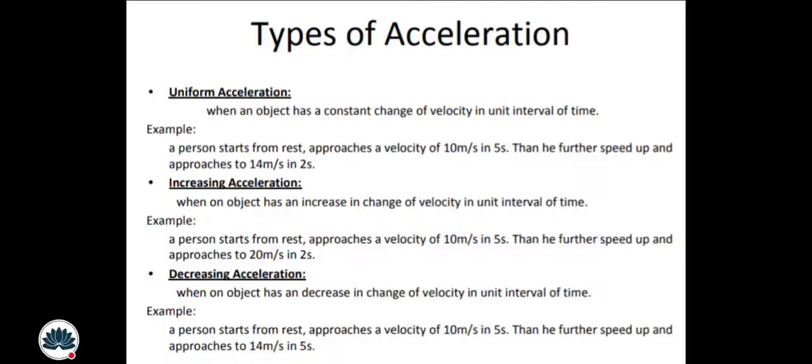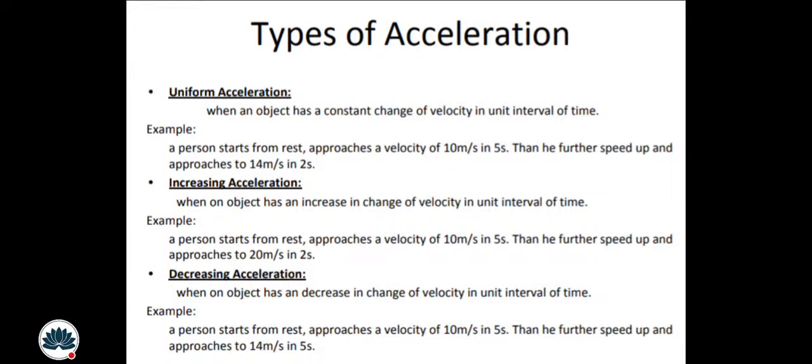Now how many types of accelerations are there? Uniform acceleration, when an object has a change of velocity in unit interval of time. For example, a person from rest approaches a velocity of 10 meter per second in 5 seconds. Then he further speeds up and approaches 14 meter per second in 2 seconds. Increasing acceleration, when an object has an increase in change of velocity in unit interval of time. Suppose a person starts from rest, approaches a velocity of 10 meter per second in 5 seconds. Then he further speeds up and approaches 20 meter per second in 2 seconds.